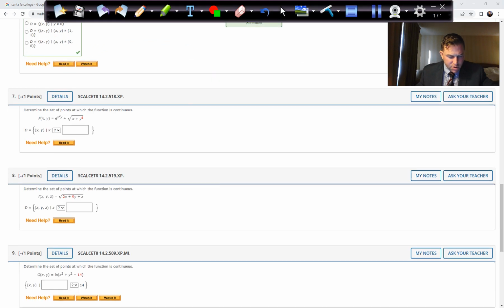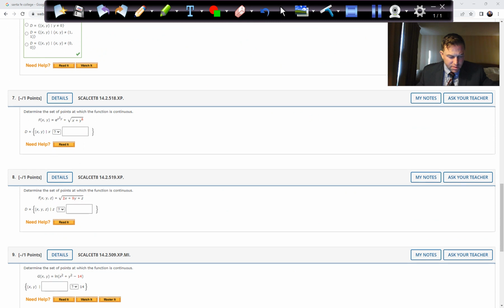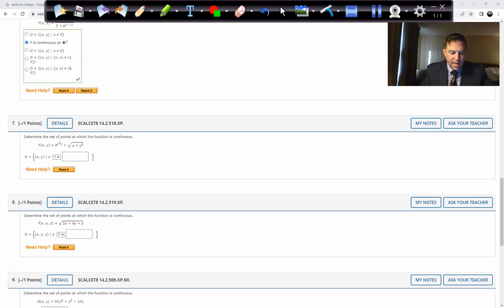Okay, problem 7, determine the set of points at which the function is continuous. So e to the x squared y, there's no... equals e to the x squared y plus square root of x plus y to the 6th.